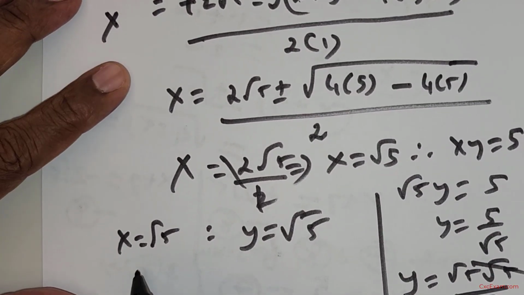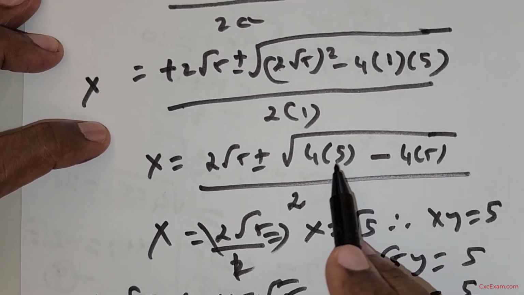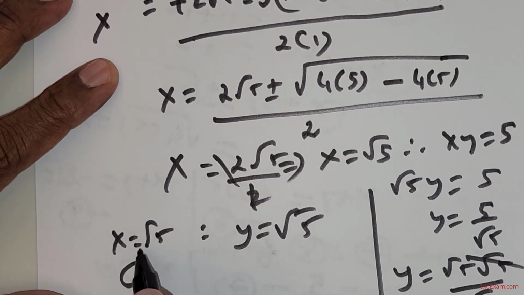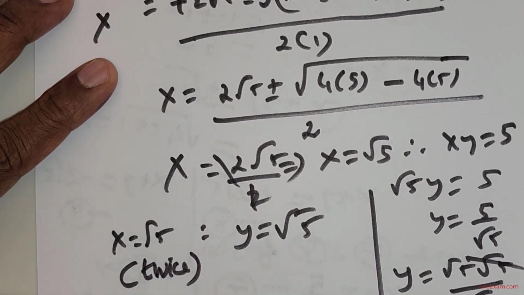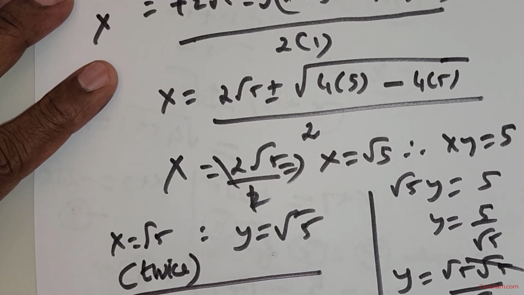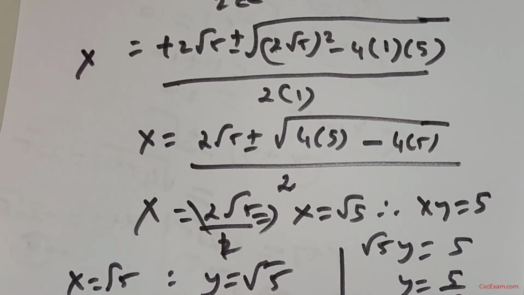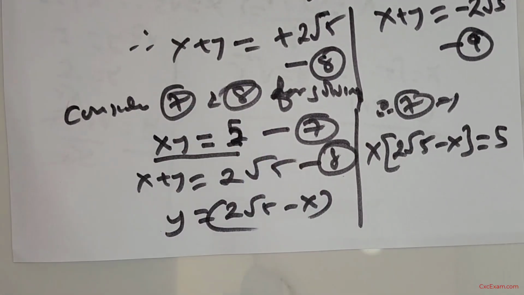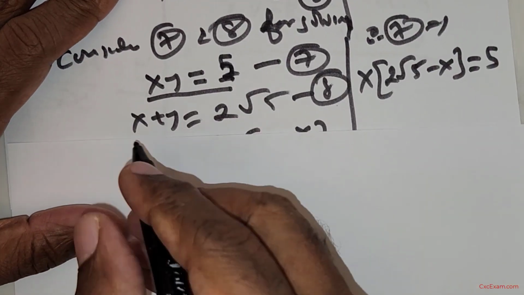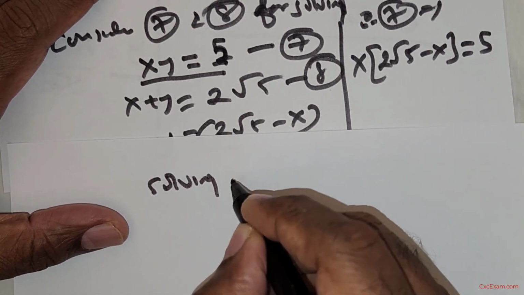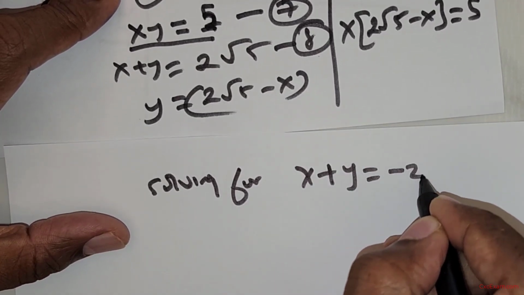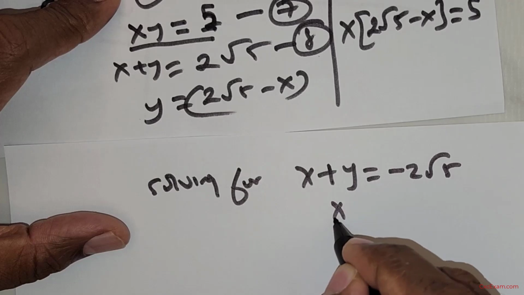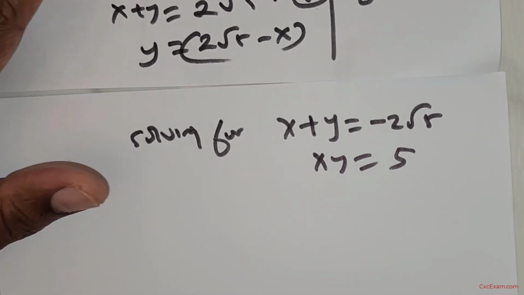Now you have to add one more thing. Since the discriminant becomes equal to 0, the roots will be repeated, so you have to add the term called twice. Okay, so this is one set of solutions. We will have to go to the next set of solutions, solving for x plus y is equal to negative 2 times root 5 and xy is equal to 5 in this case.